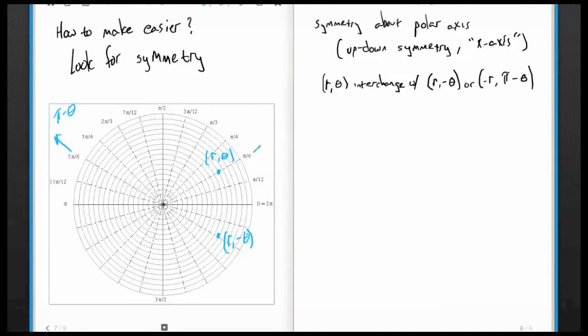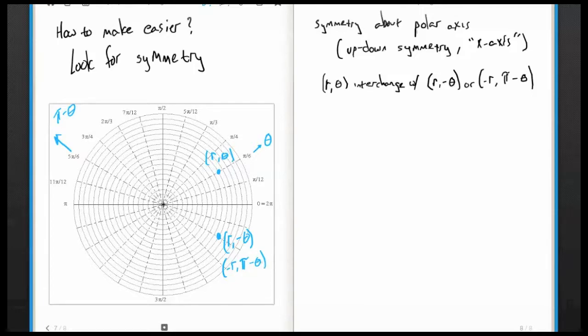If this is theta, then this is the supplement, pi minus theta. But then I go in the negative radial direction. So I'm looking at pi minus theta, but I go backwards. Oh, look where I wind up, right there. So this could also be negative r and pi minus theta. So if that works, we're good.